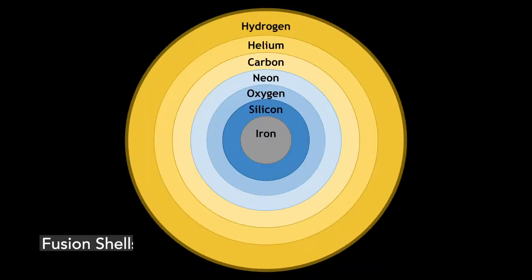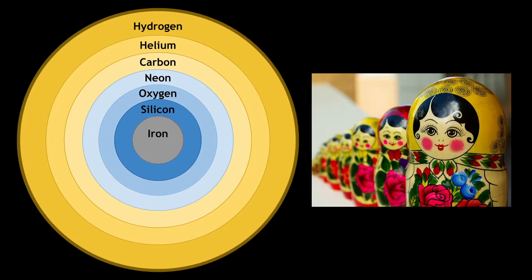After helium, the star starts fusing carbon, neon, oxygen, sulfur, and silicon. After each element has fused, it leaves a shell of ash surrounding the core as the next heavier element is fused. It's kind of like babushka dolls, where each time you open one of the dolls, there's a smaller one inside until you get to the very center, the core.